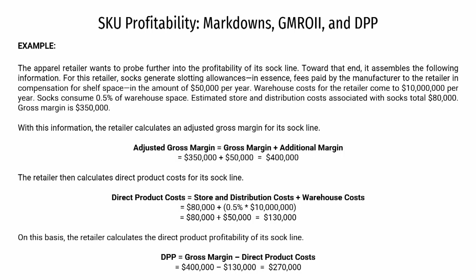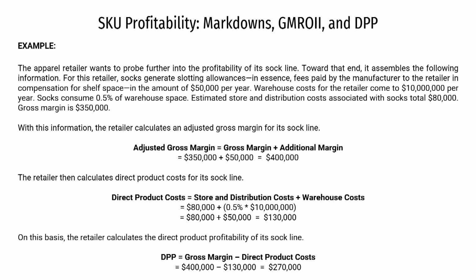Toward that end, it assembles some information. For this retailer, stocks generate slotting allowances, in essence fees paid by the manufacturer to the retailer in compensation for shelf space, and that amount is, let us say, $50,000. Warehouse costs for the retailer come to, let us say, 10 million per year, and let us also assume that stocks consume 0.5% of the total warehouse space.